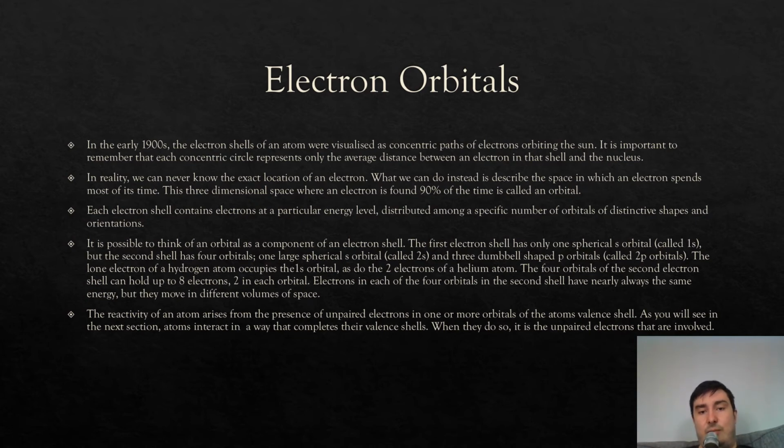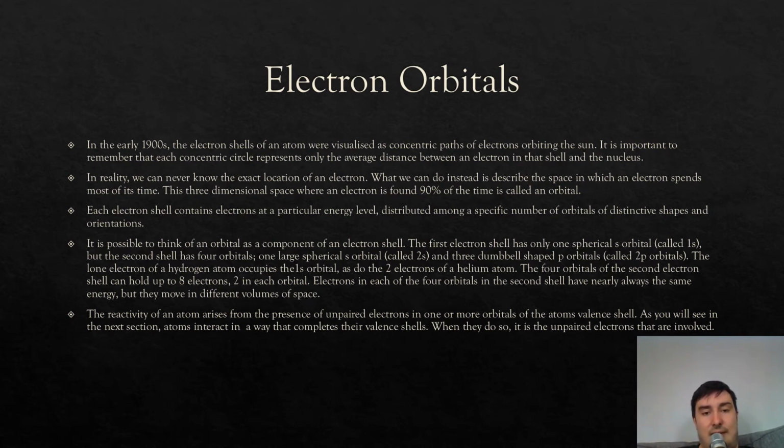So when we look at electron orbitals, these came about in the early 1900s. The electron shells of an atom were visualized as concentric paths of electrons orbiting the Sun. It's important to remember that each concentric circle represents only the average distance between an electron in that shell and the nucleus. In reality, we can never know the exact location of an electron. What we can do instead is describe the space in which an electron spends most of its time. The 3-dimensional space where an electron is found 90% of the time is called an orbital.